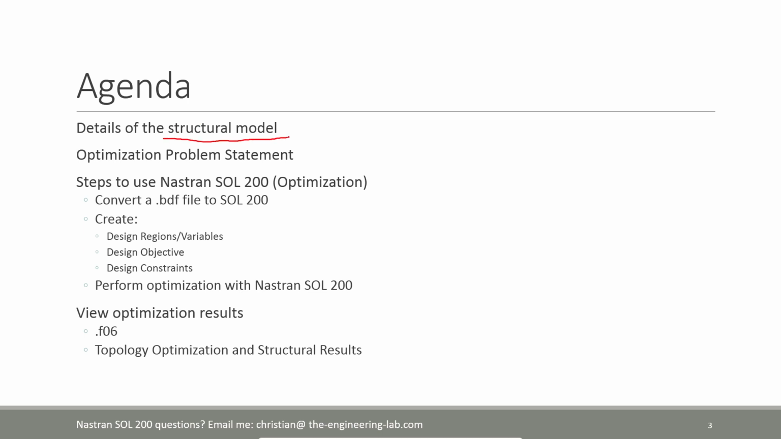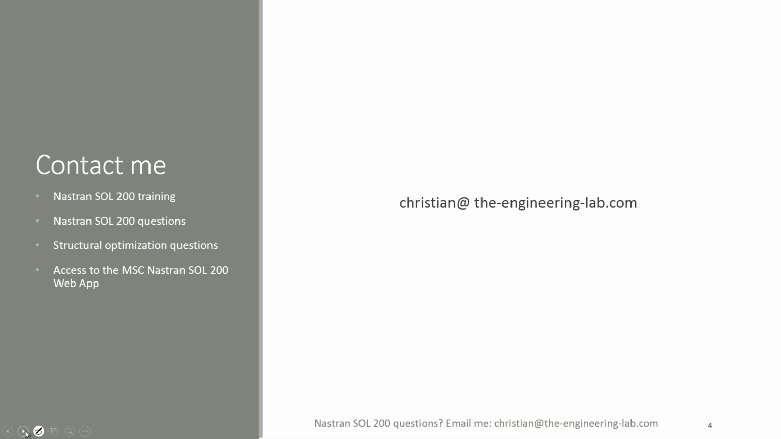And here's a quick agenda. I'll go through how the structure is loaded. I'll then go over the optimization problem statement. This is something very important that you should have before any optimization. This is basically a summary of your design regions, your objective, and your constraints. We're then going to go over how to convert a BDF file to Solution 200. How do we create these design regions, objective, and constraints? We'll perform the optimization, and then we'll view the results towards the end.